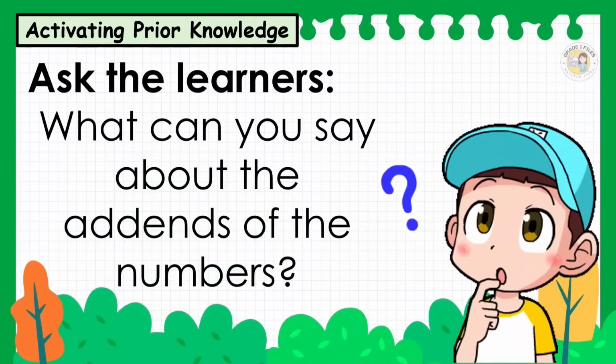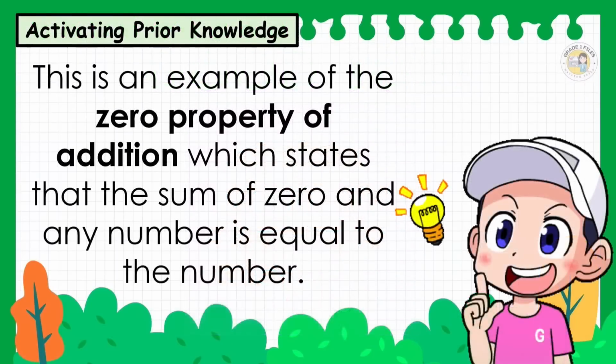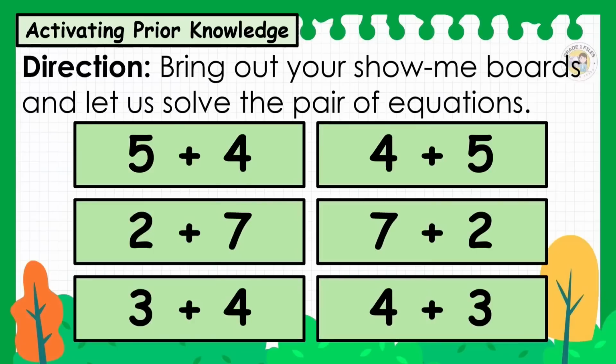What can you say about the addends of the numbers? This is an example of zero property of addition, which states that the sum of 0 and any number is equal to the number. Bring out your show me boards.